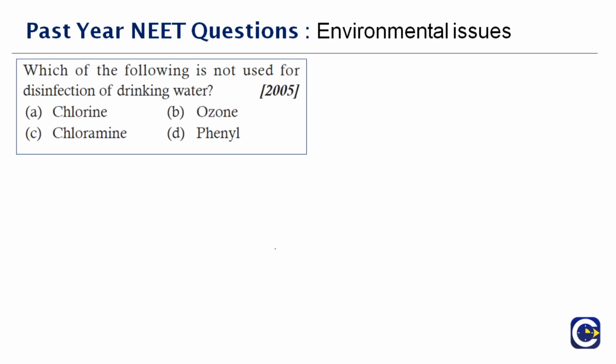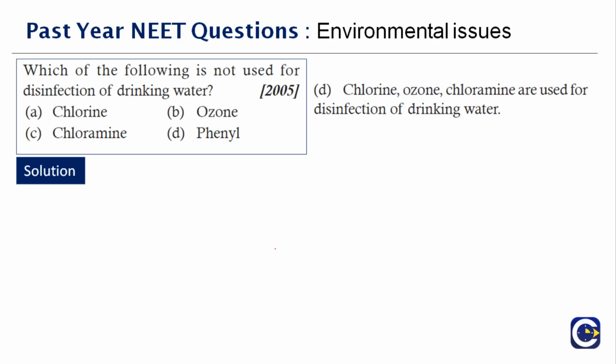Next question here. Which one of the following is not used for the disinfection of drinking water? We all know we use chlorine, chloramine. Do we use ozone or phenyl? We use ozone because it's a strong disinfecting agent, but we do not use phenyl. Okay, chlorine, ozone, and chloramine are used for disinfection of drinking water, but phenyl is actually hazardous to health, and it cannot be used for disinfection purposes, especially when it comes to a drinking water. Therefore, the right answer to this question is option D.